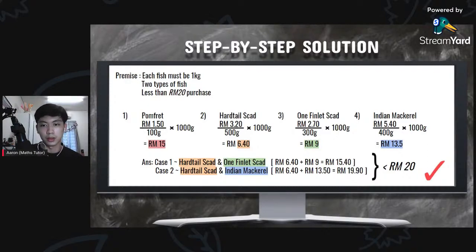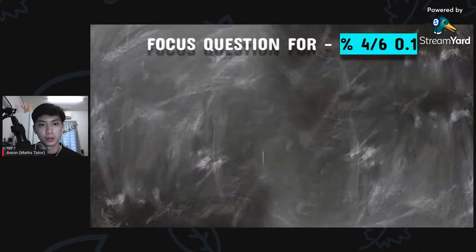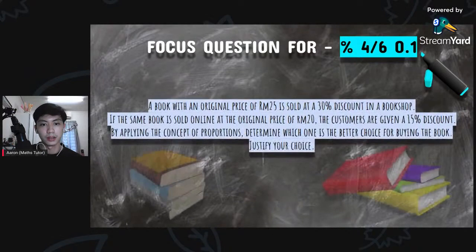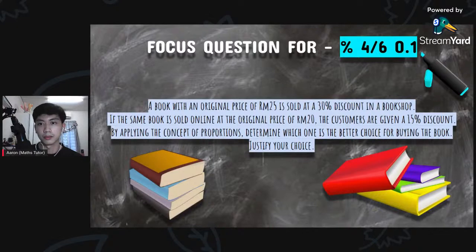Okay, all right. So we go on to the next question. This one involves percentage. We see here a book with an original price of 25 ringgit is sold at a 30% discount. So the original price is 25 ringgit, and then there is a 30% discount.